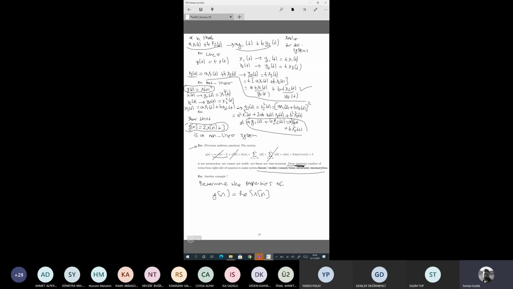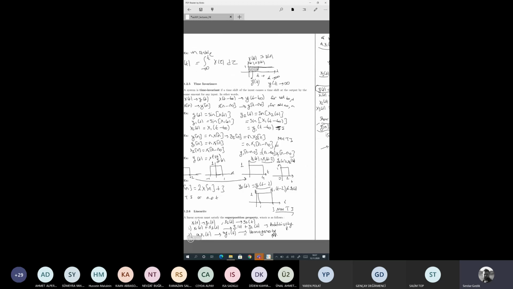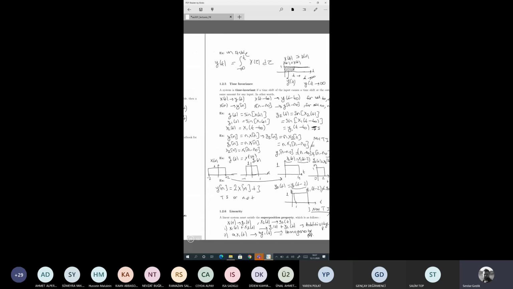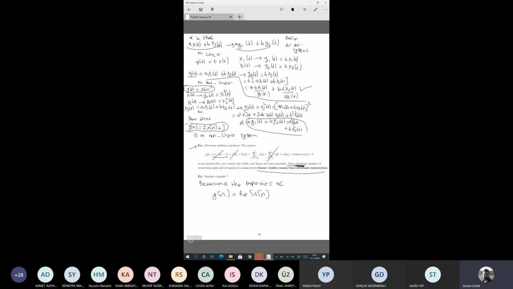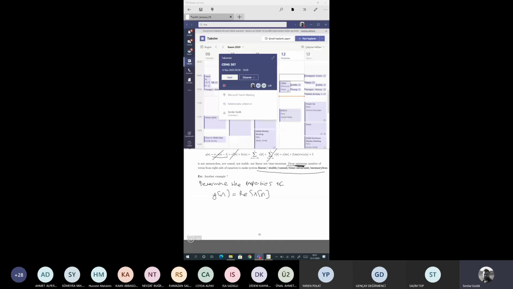So that's all for today's lecture. So we have seen the exponential signals, and we have seen some systems and their properties.